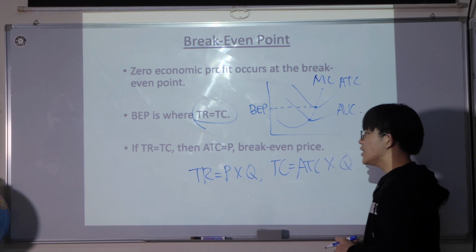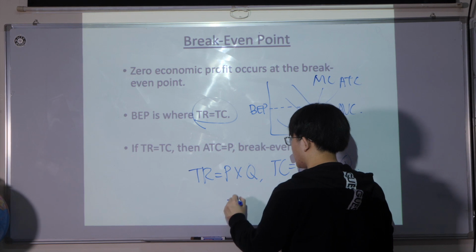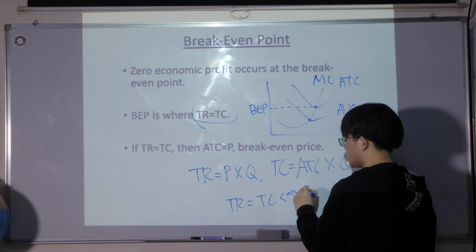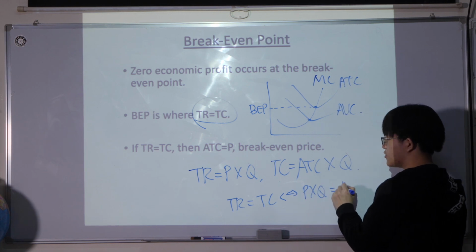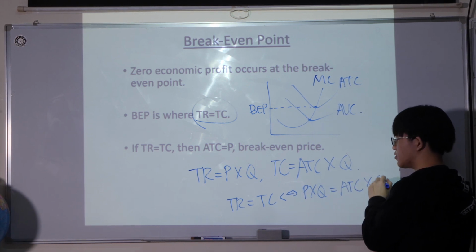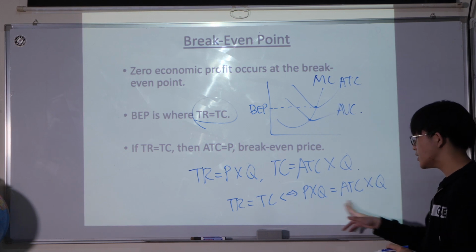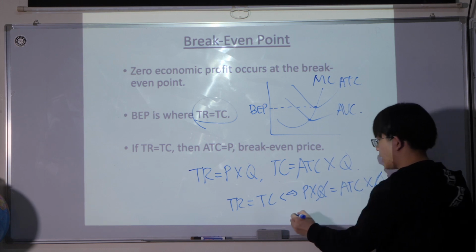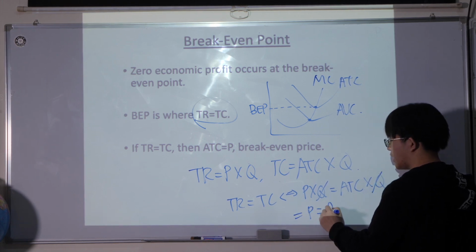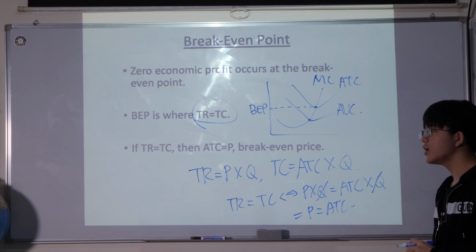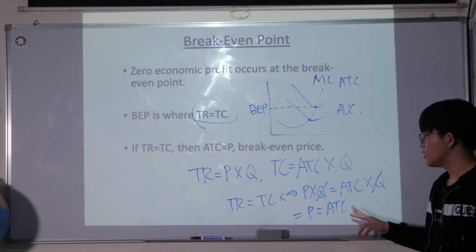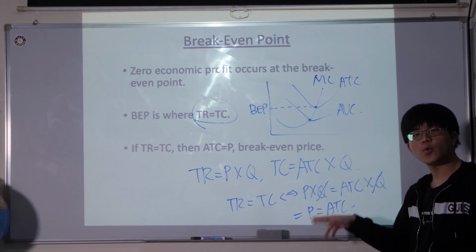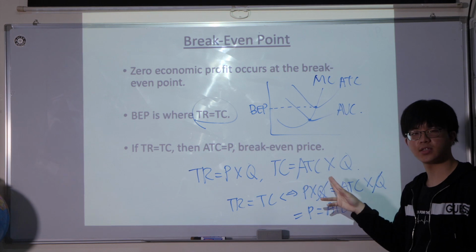So if we equate both of them, I mentioned TR is equal to TC. This means that price times Q is equal to average total cost times quantity. So we can cancel out the common factor Q, and then we only have price equal to ATC. And that's the reason why I say when ATC equals P, we have a break-even price.